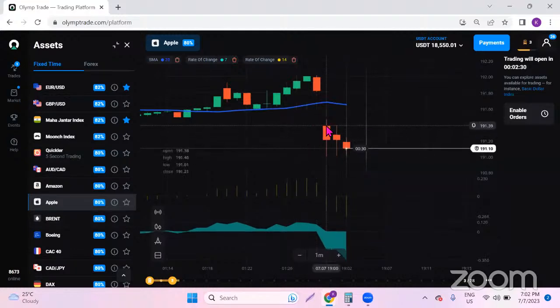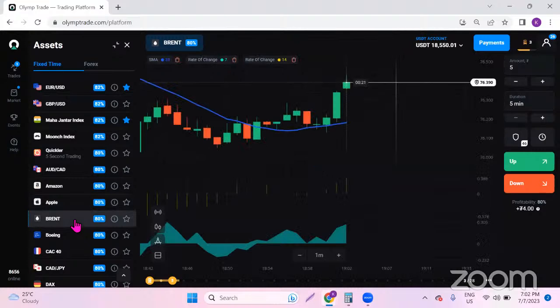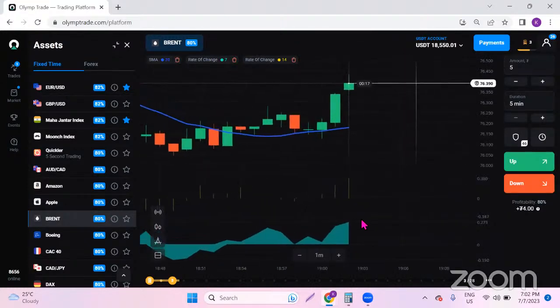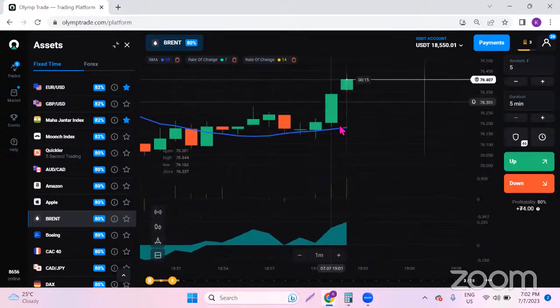Here you see the market flipped and it has started going down. But we will come back to this asset maybe later on. Okay, this is again a chance. We had a good candle here.